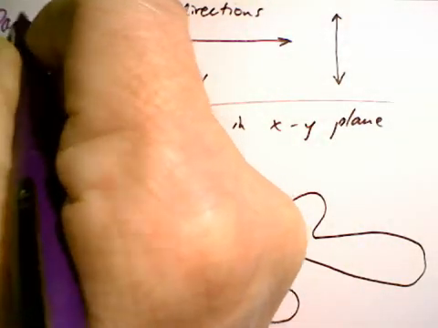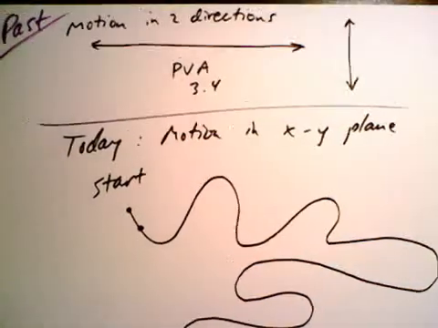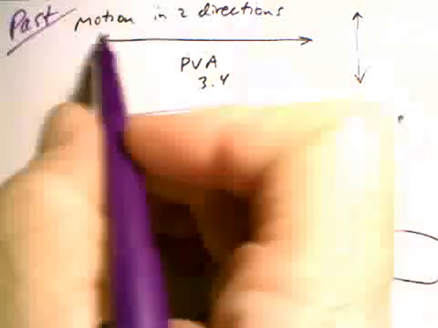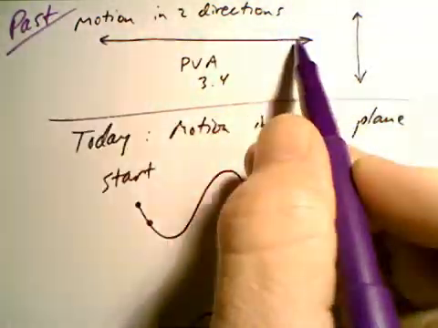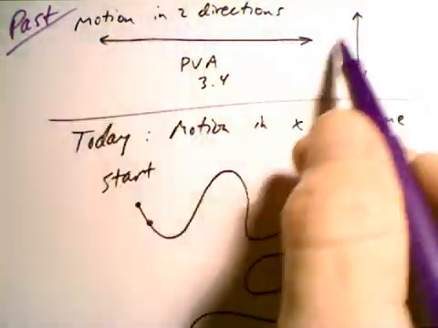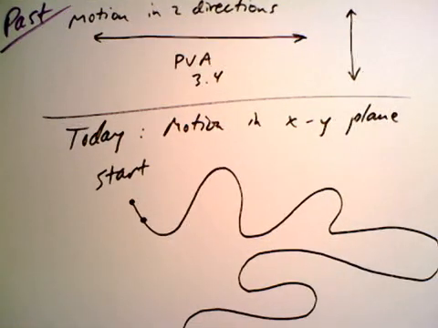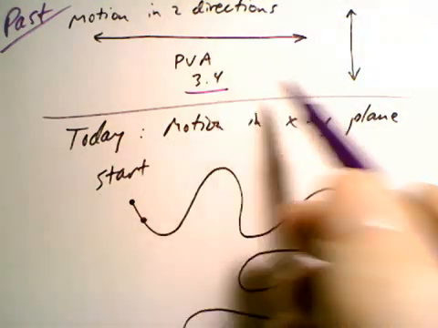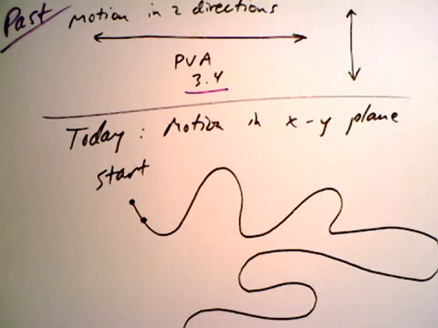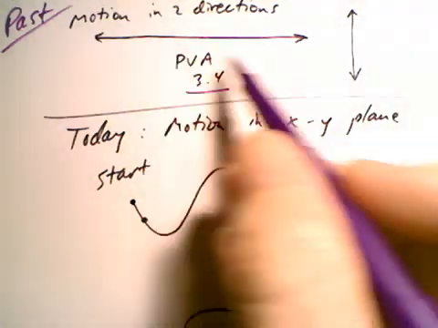So this is the past. You guys have done motion in 2 directions. You don't have to write this down. You've done motion along a line. Typically, it either goes left and right, up and down. Sometimes you say we go forward and backward, where there's a particle moving along a line. And we did that in section 3.4 in the calculus book, the PVA problems: position, velocity, acceleration.